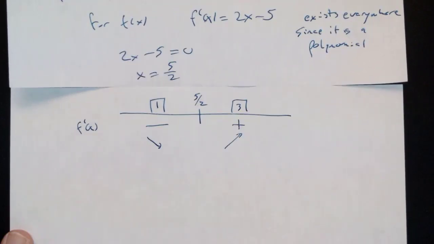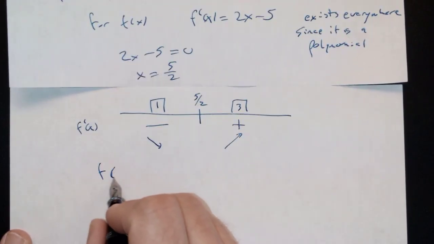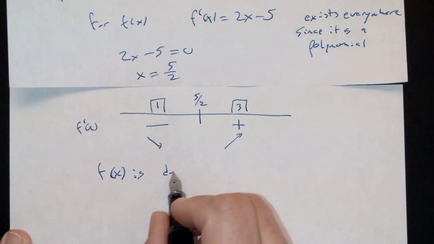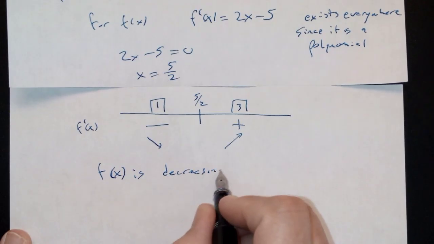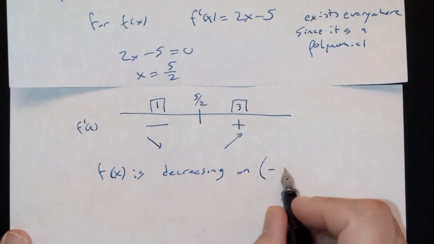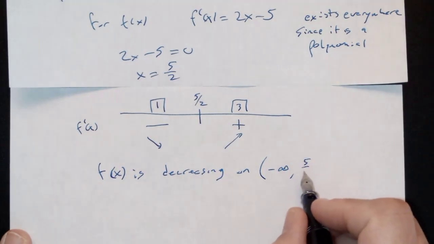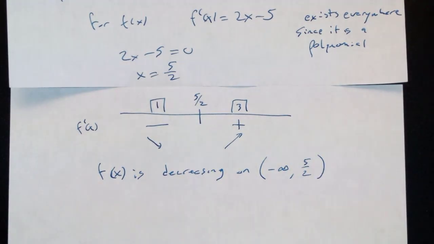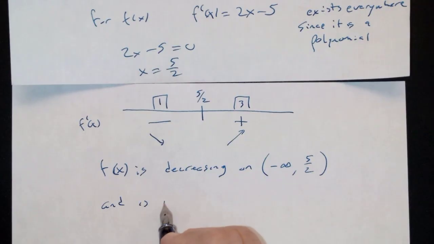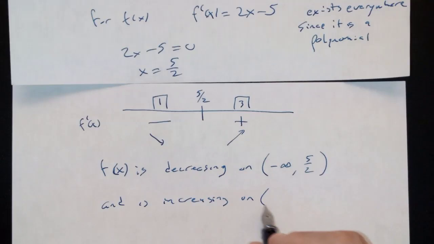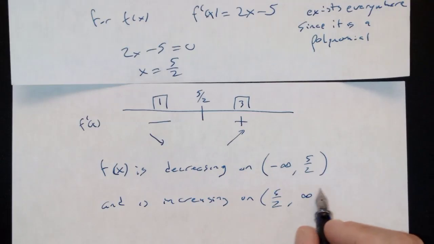And I can write it out as intervals. F of x is decreasing on the interval from -infinity to 5/2. And is increasing on the interval from 5/2 to +infinity.